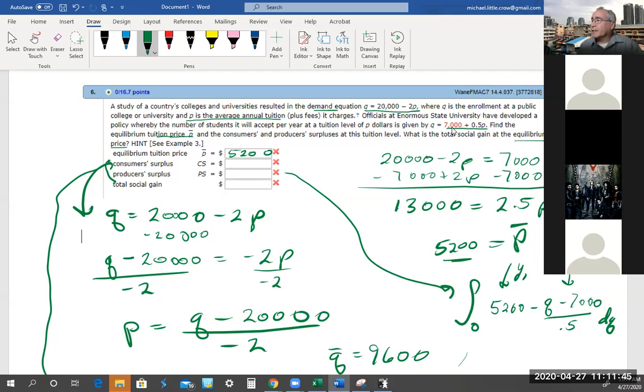And then, but always find where they intersect. That's what you're going to integrate towards. And then again, the steps will be the same there. And then what you do is total social gain is consumer surplus minus the producer surplus. And that's what you'll have for that one.